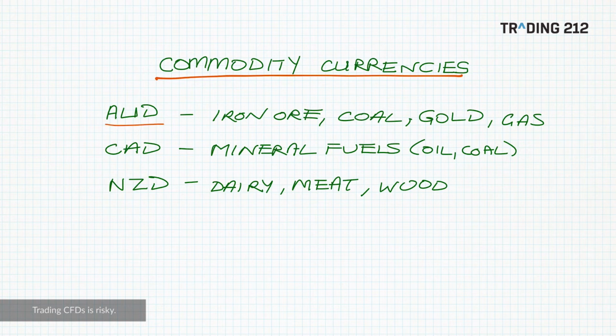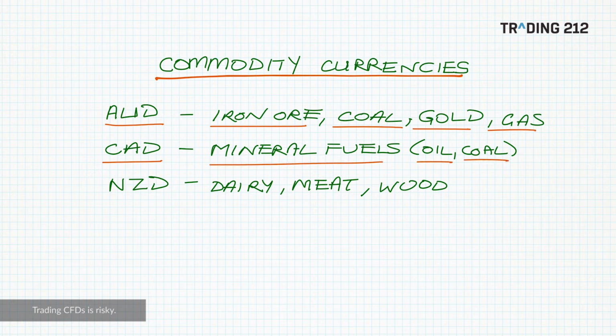If we look at the Australian dollar and Australia's economy, its major exports include iron ore, coal briquettes, gold and gas. If we look at the Canadian dollar and Canada, major exports are mineral fuels. A major part of that is oil, but also coal. And then New Zealand, the New Zealand dollar, major exports are dairy and also meat and wood. And if you want to learn more about the major currencies as well as the major currency pairs, do check out that previous video. In that video, we mentioned that all the major currency pairs involve the US dollar.